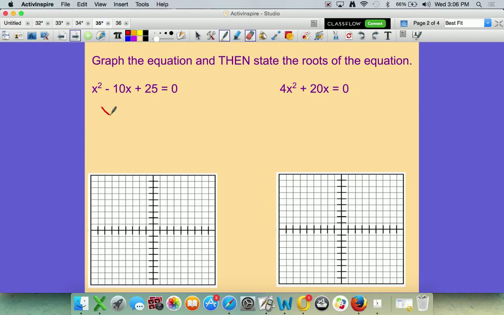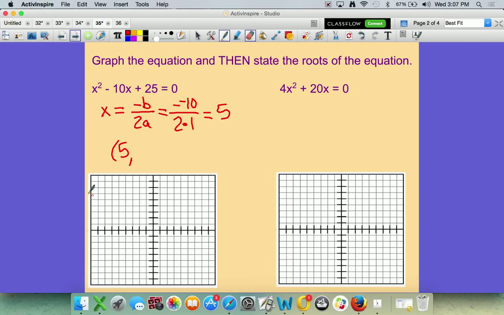Remember, to find the x value of the vertex, it's negative b over 2a. So our b value here is negative 10. So we'd have a negative, negative 10 over 2 times our a value, which is 1. So 2 times 1. So we'd have 10 divided by 2 is 5. So our x value of our vertex is 5.